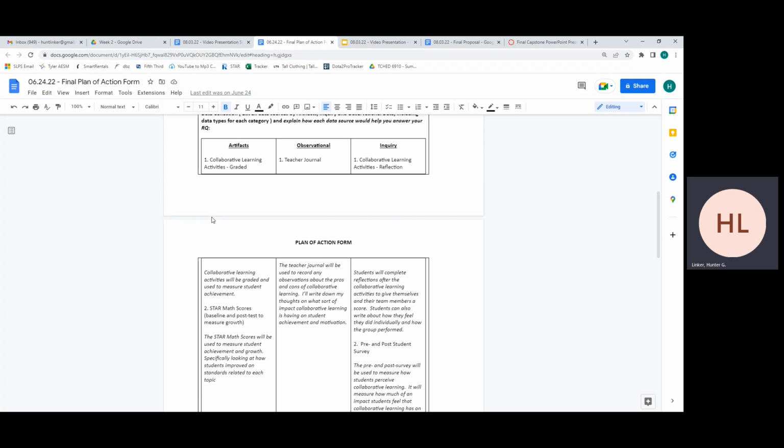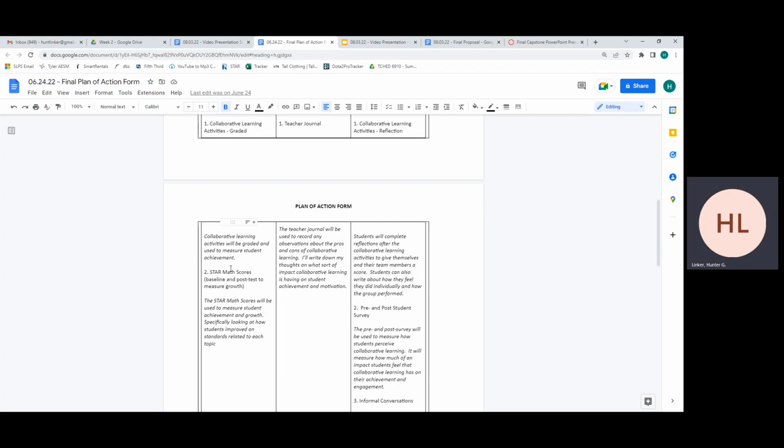For this portion of the research, I was more interested in seeing how students performed as a group, not as individuals. The second data point was the STAR math scores. I gave my students a STAR test at the beginning and at the end of the research. This was how I measured individual student growth.